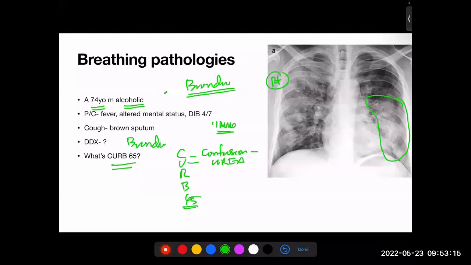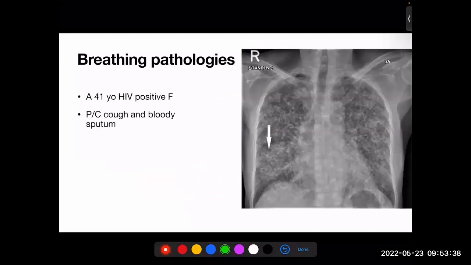R is respiratory rate, more than 30. B is blood pressure. Is it high or low? Low. So 65 is what? Age. I think there are only 3 people talking. So I think I agree with you. That's okay.